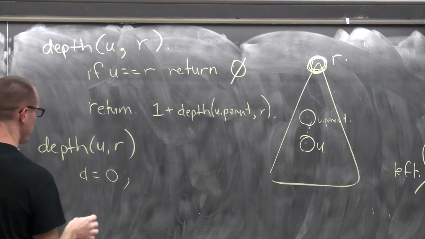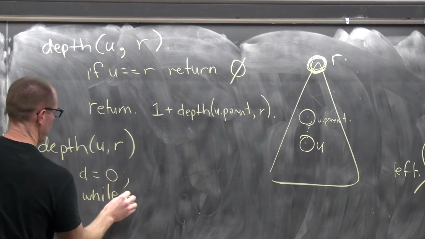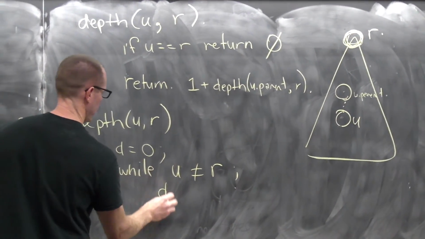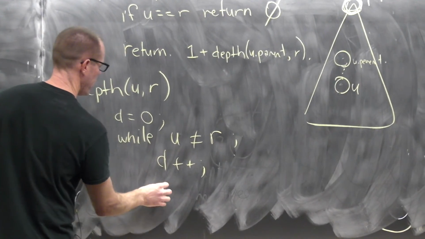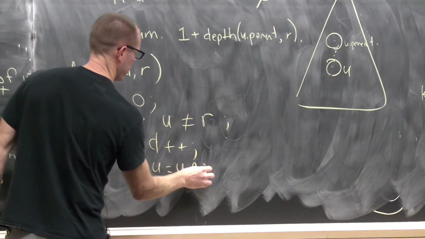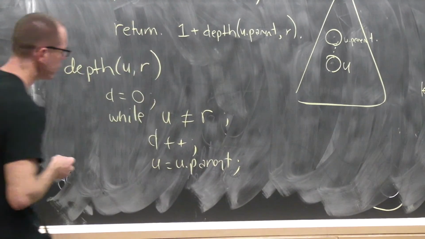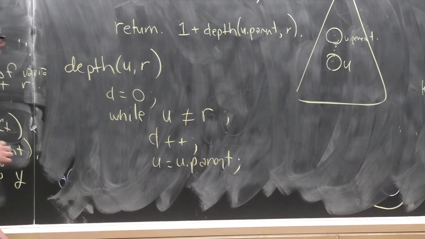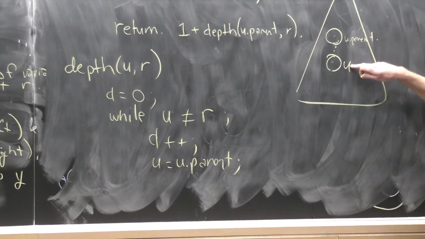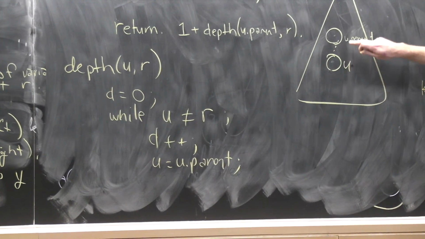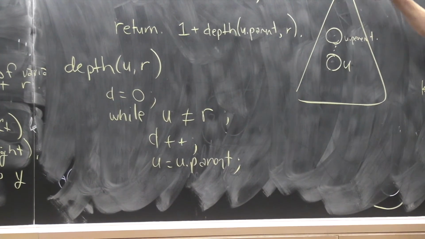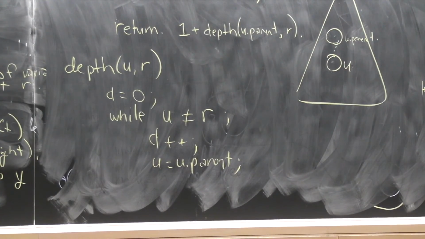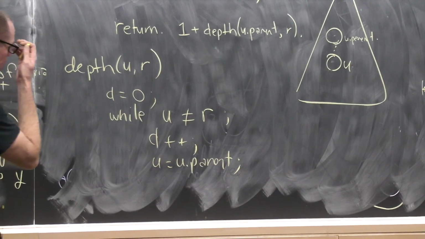Say d is equal to 0, while u is not equal to r, increment d, and u equals u dot parent. That does the same thing, right? So we start, the depth is 0, d is equal to 0, and then all we do is count how many steps we have to take up until we reach the root. Okay, so there's one thing that parent pointers are handy for.